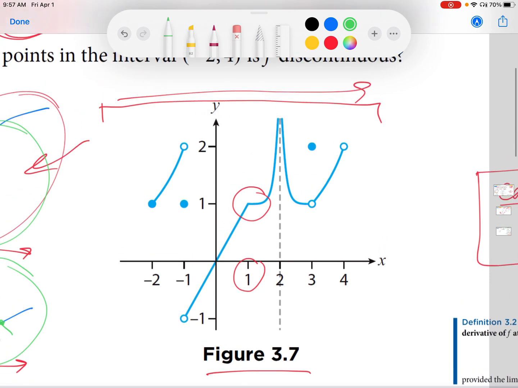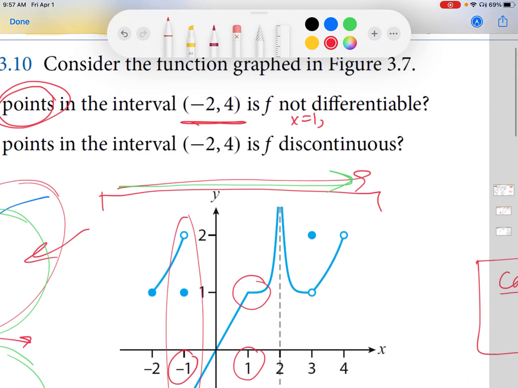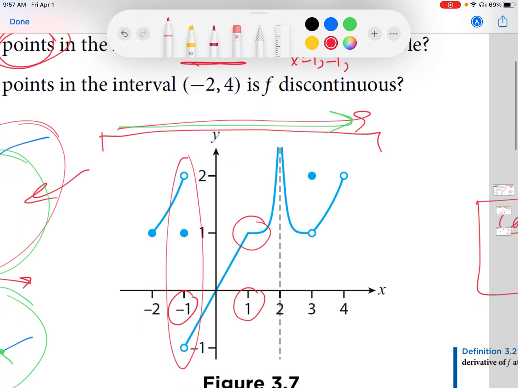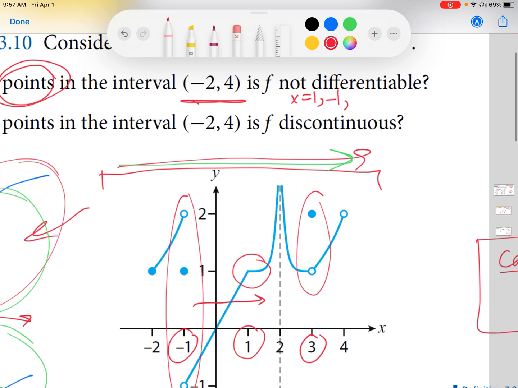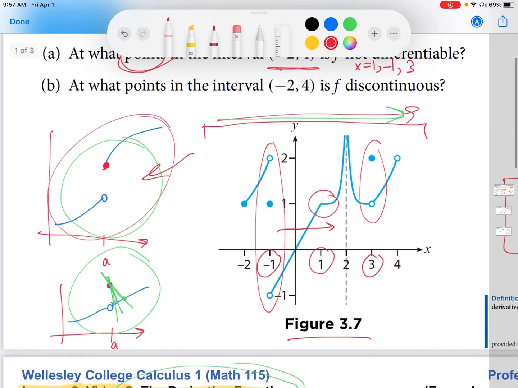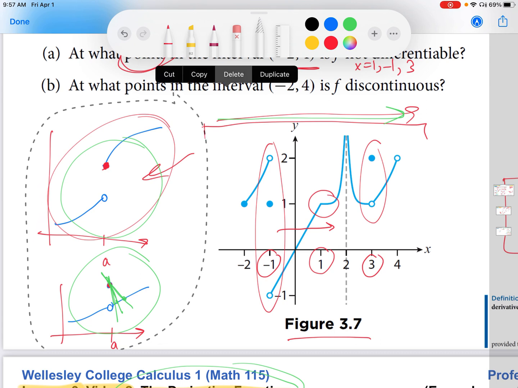Going back to the example, scanning from left to right for those instances, here is one. This is a jump discontinuity, so we're going to add x equals -1 here, not differentiable. And then continuing to scan this way, over here we see another gap discontinuity, so x equals 3, we will add that there.